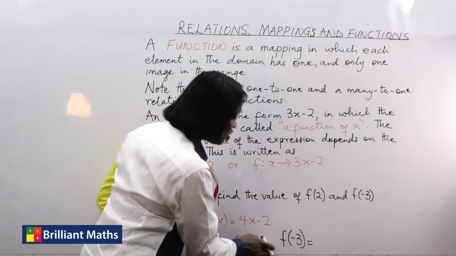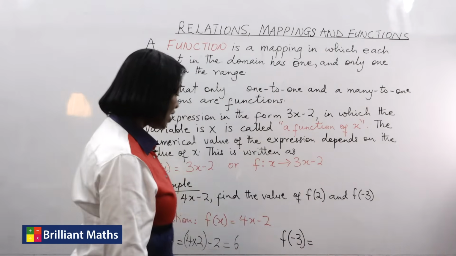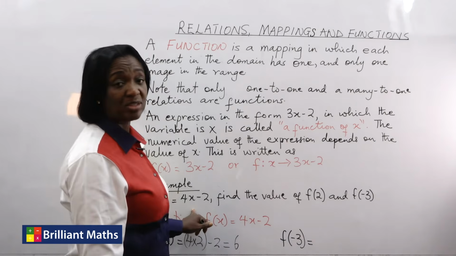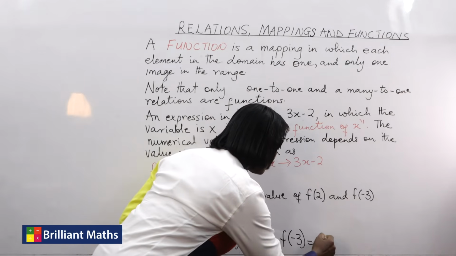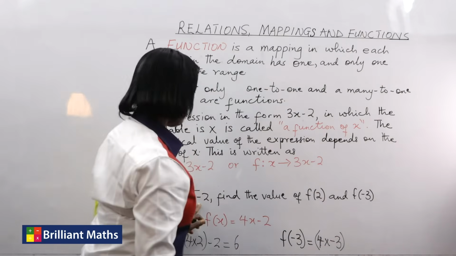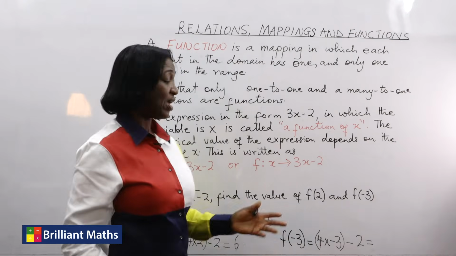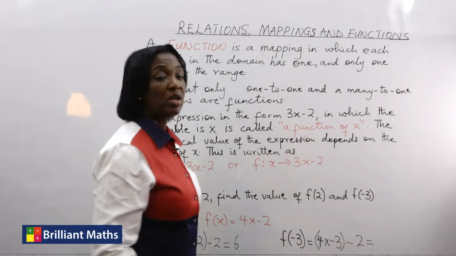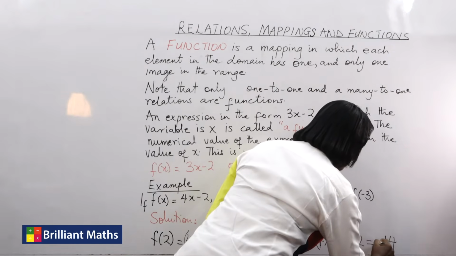So next, to find the numerical value of the function when x is equal to minus 3, f of minus 3, we simply replace the value of x with minus 3. So it's 4 times minus 3 minus 2. And 4 times minus 3 is minus 12. Minus 12 minus 2 is equal to minus 14.